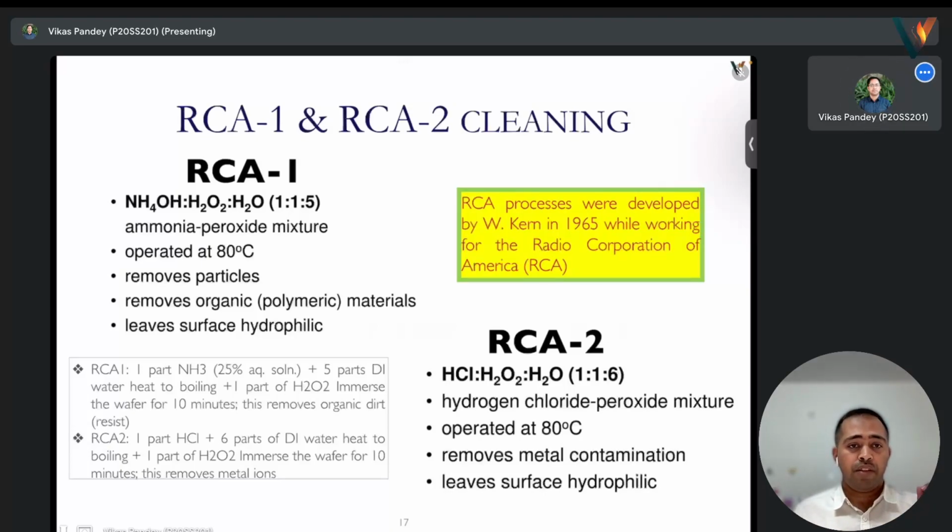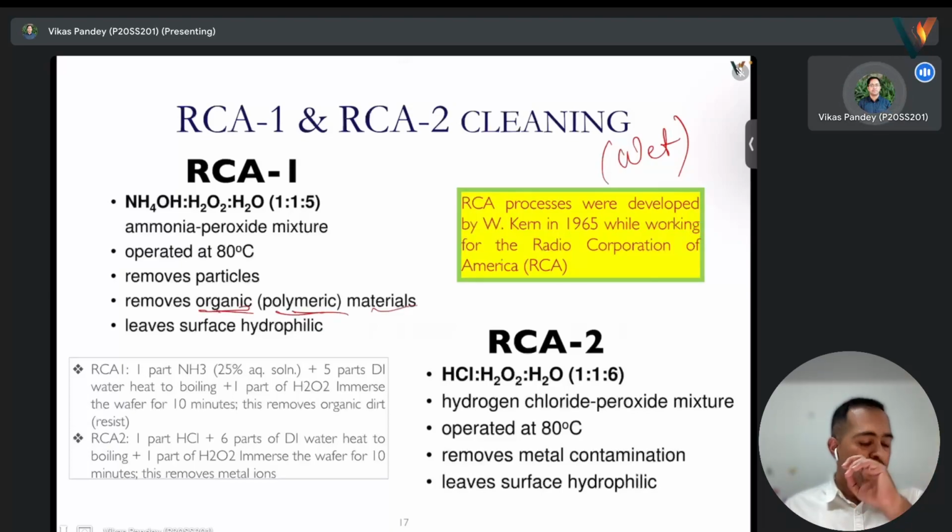In this case, ammonia and hydrogen peroxide are mixed together with H2O in 1:1:5 ratio. The ratio can vary a bit. Okay, and operated at 80 degrees Celsius. And this is a wet process. Okay, so all the wafers are dipped. Okay, this removes all the organic or polymeric materials. Whatever organic contaminants are there, they can be removed using RCA1.